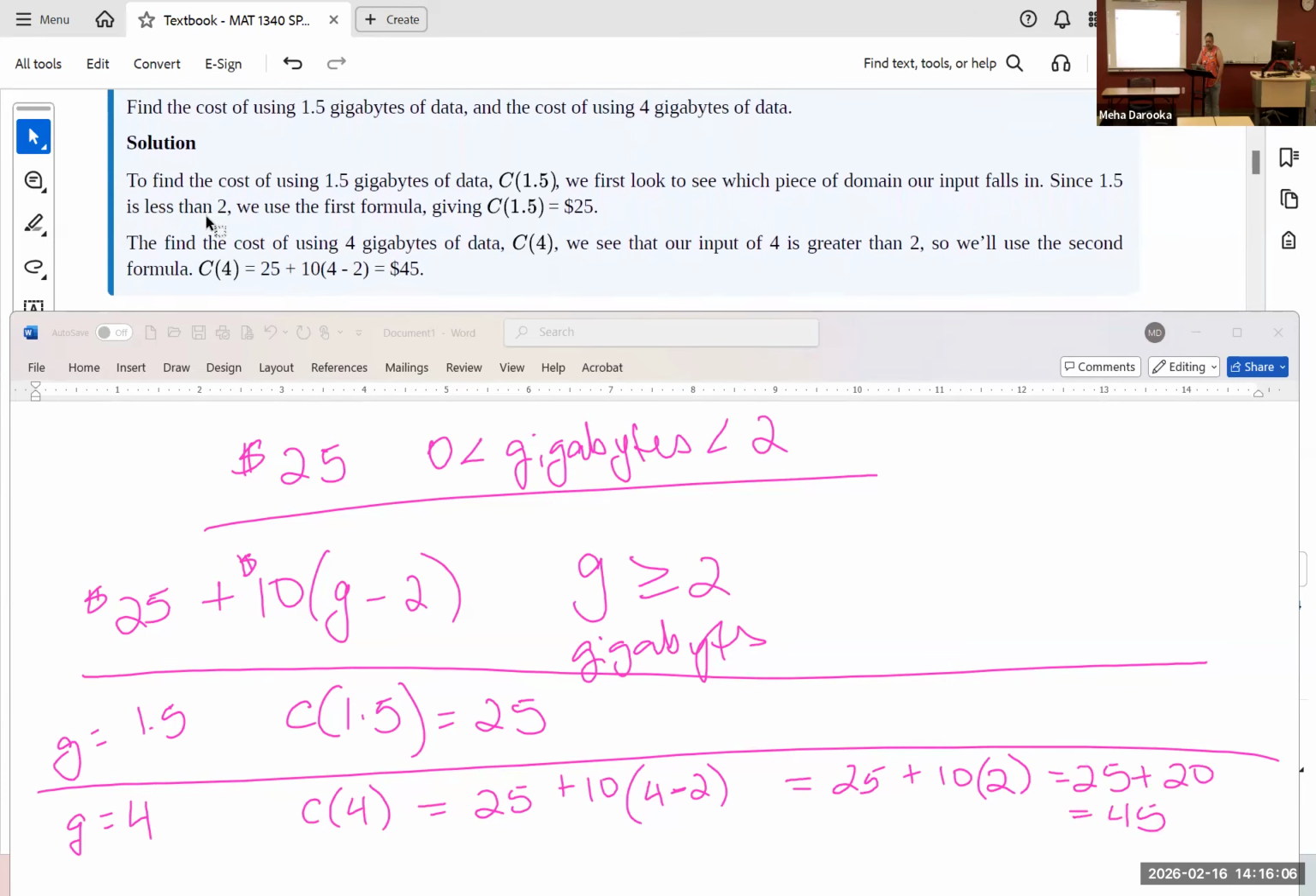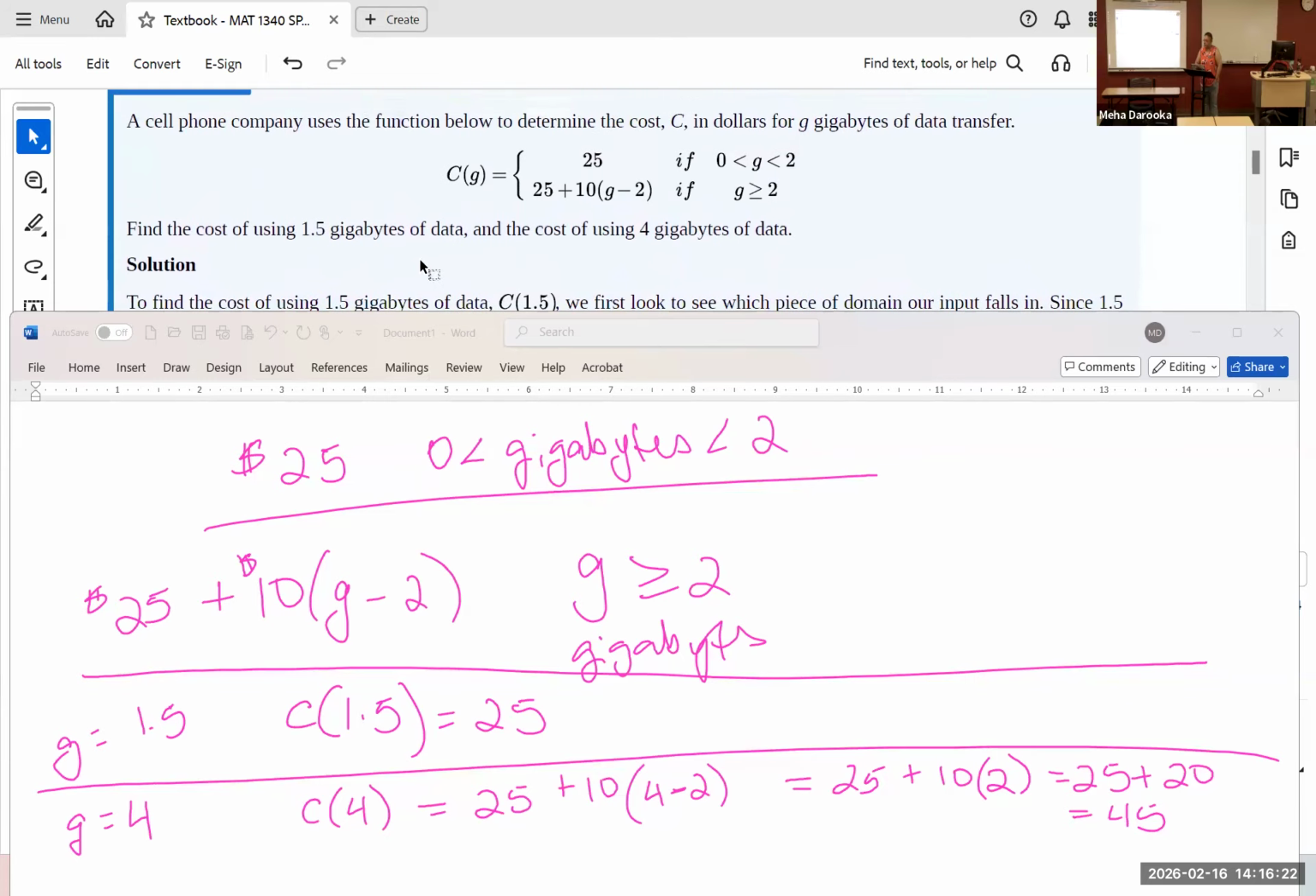And of course, you guys can see the math from the textbook here. So making sense of what the piecewise function is telling us is also important. And then the other part is knowing when to use which piece, right?